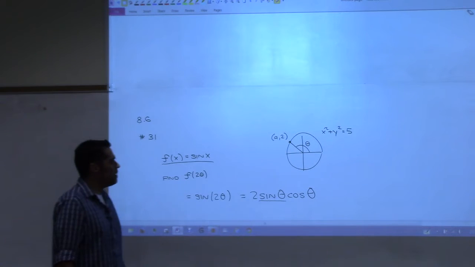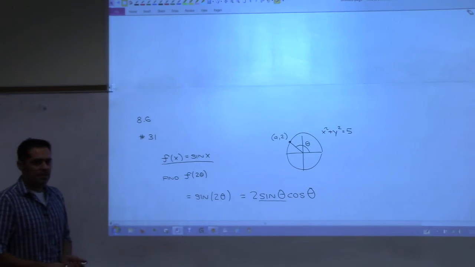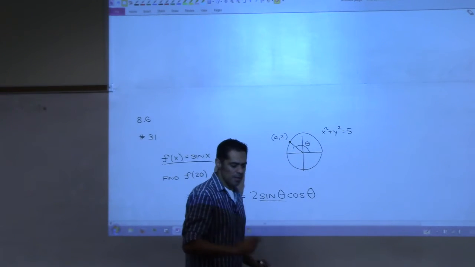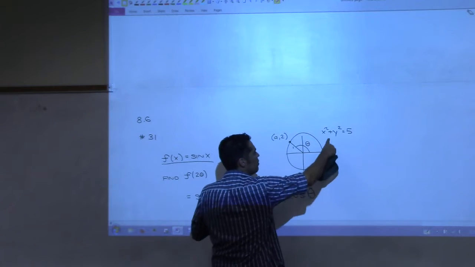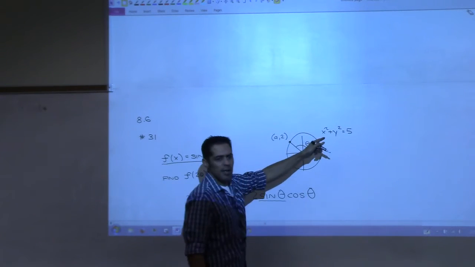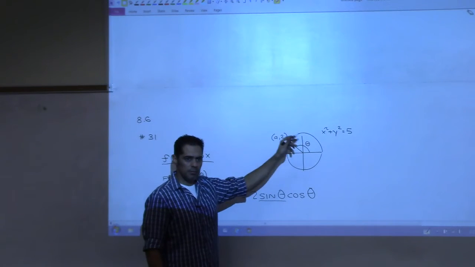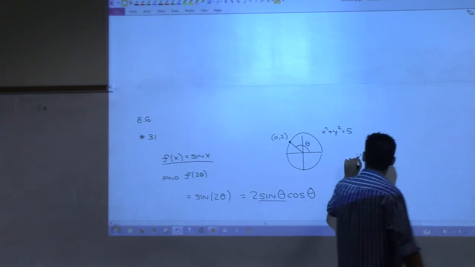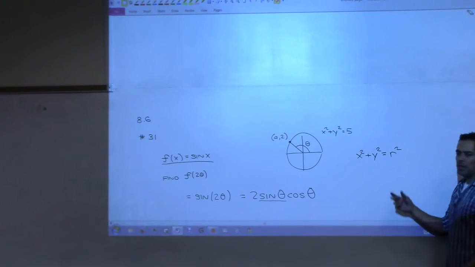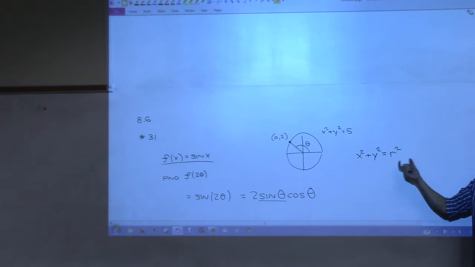yeah, what's tricky about this problem is that that is not a unit circle. So this is not unit length. This is not length 1. And the reason we know it's not length 1 is because of this formula right here. This right here tells us that this is a circle, and this is the standard formula for a circle. x squared plus y squared equals r squared. So what is the radius of this circle?